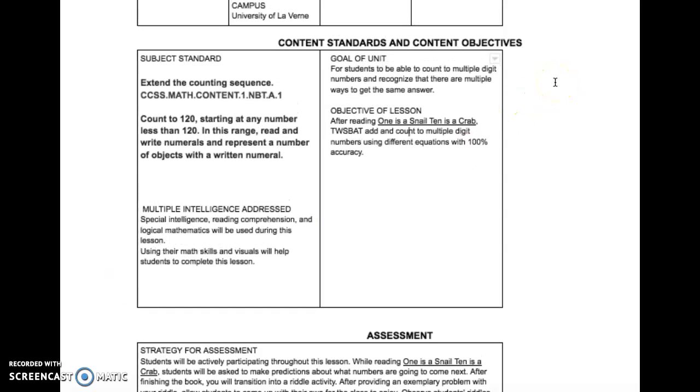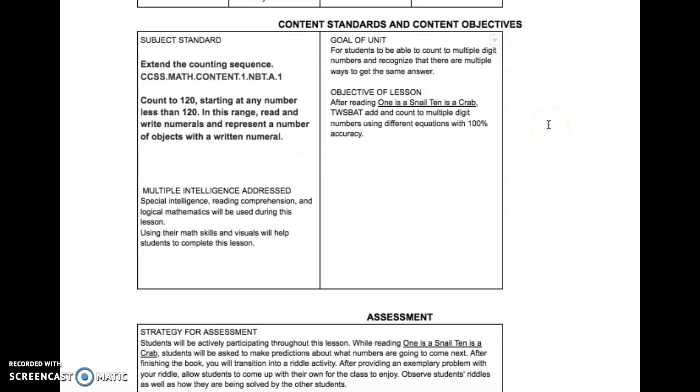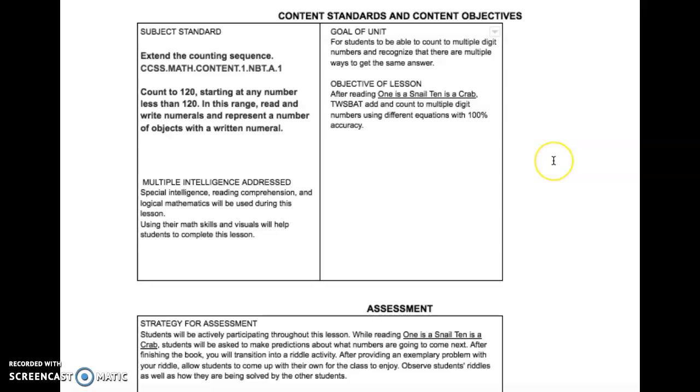So the goal of this unit is for students to be able to count some multiple digit numbers and recognize that there are multiple ways to get the same answer. And I'm going to explain this a little bit further when I go to my lesson. And the objective of the lesson: after reading 1 Is a Snail, 10 Is a Crab, the students will be able to add and count to multiple digit numbers using different equations with 100% accuracy.